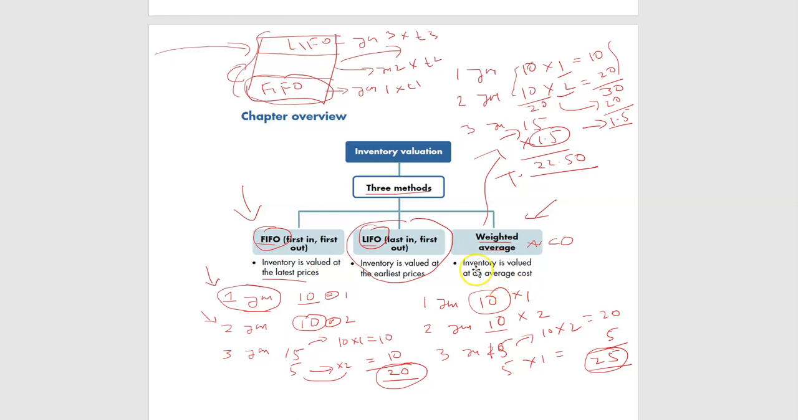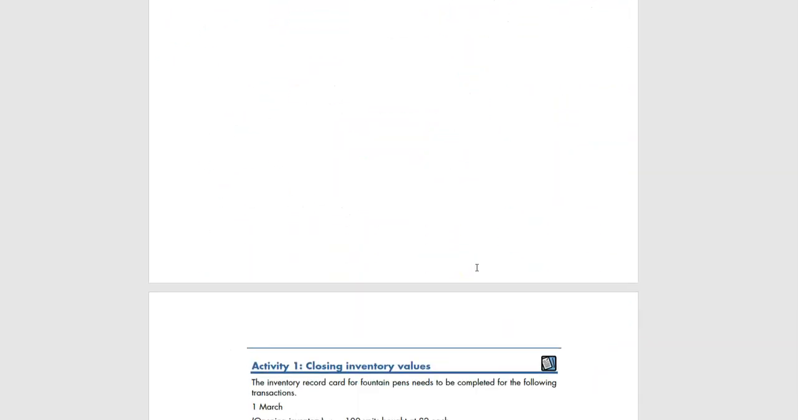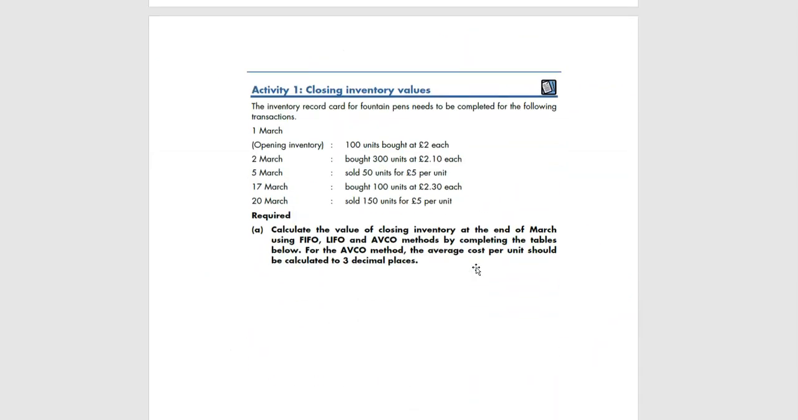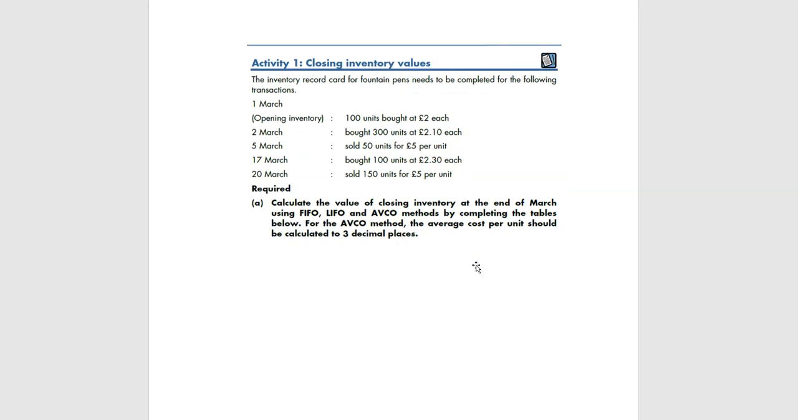So let's move on. Let's try to do some examples and understand more about inventory valuation, FIFO, LIFO and AVCO. Let's have a look. We have one example here, closing inventory. Let's read this question. It says Activity 1, closing inventory values. The inventory record card for fountain pen needs to be completed for the following transactions.